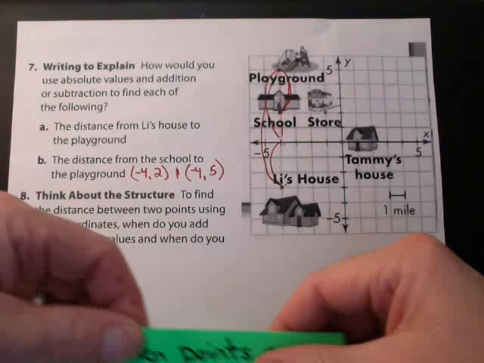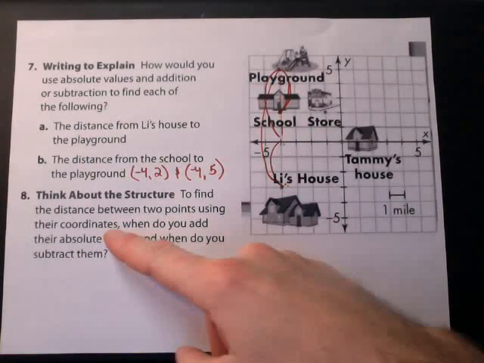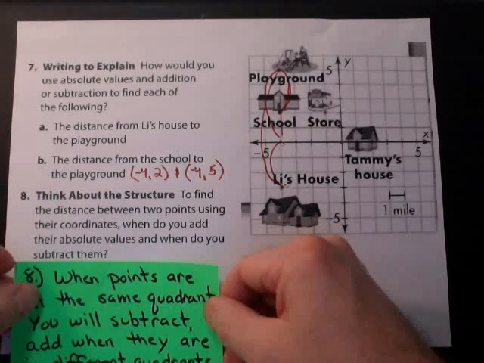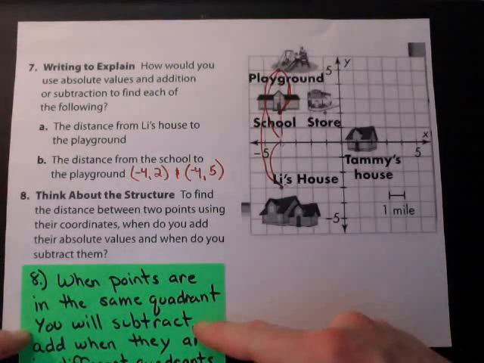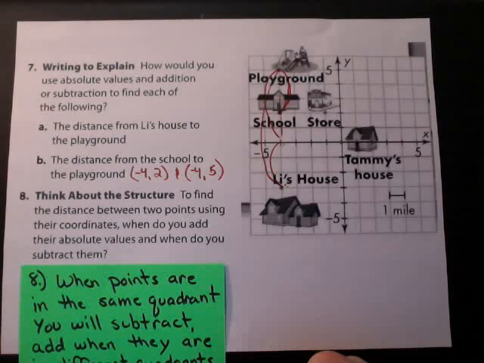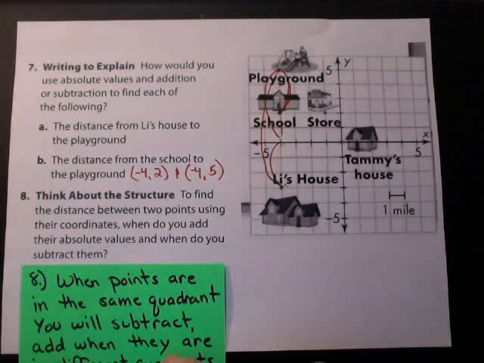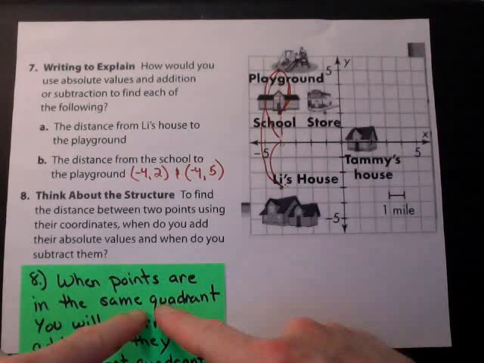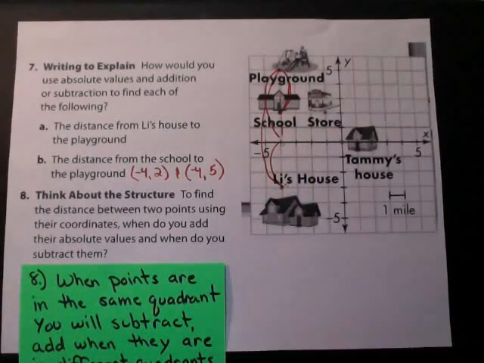Alright, hopefully you had a chance to answer 8. The question is, to find the distance between 2 points using their coordinates, when do you add their absolute values and when do you subtract them? Well, here's the answer to number 8. When points are in the same quadrant, you will subtract. Add when they are in different quadrants. You add their absolute values when they're in different quadrants. You subtract when they're in the same quadrant. So up here, you subtracted. Here, you added.